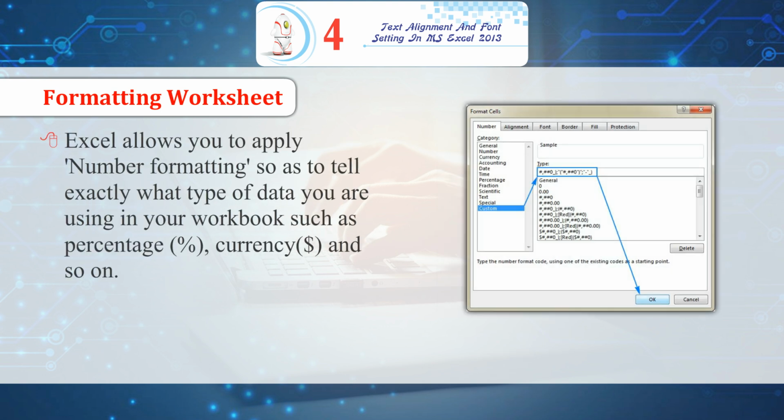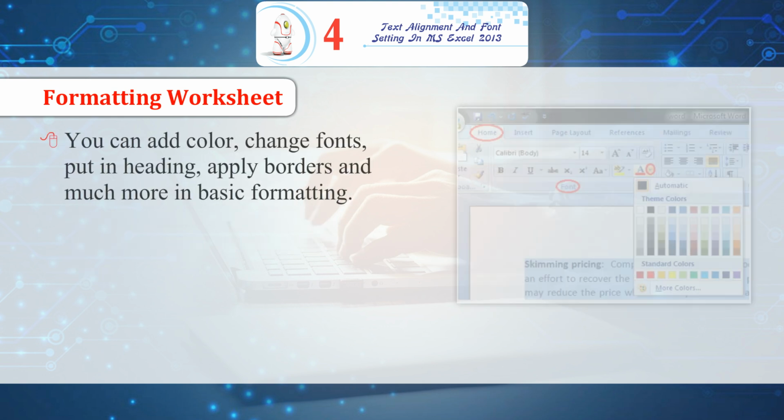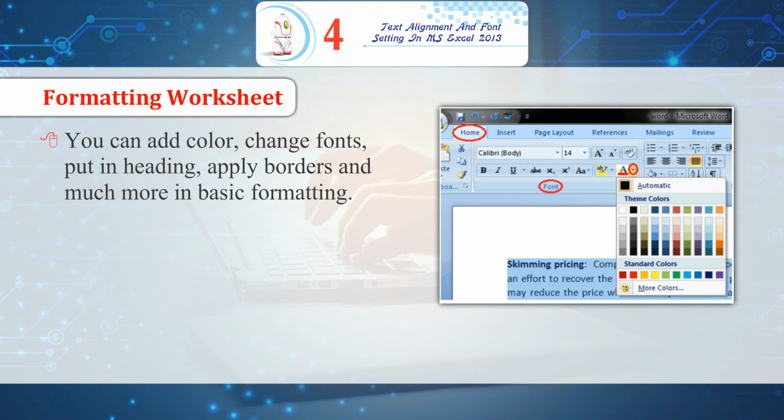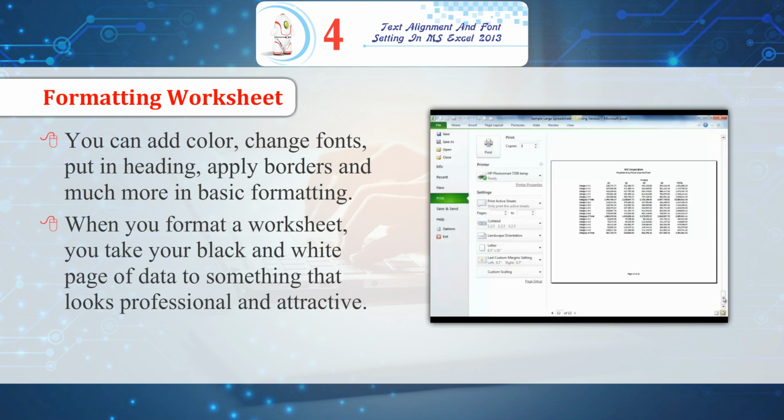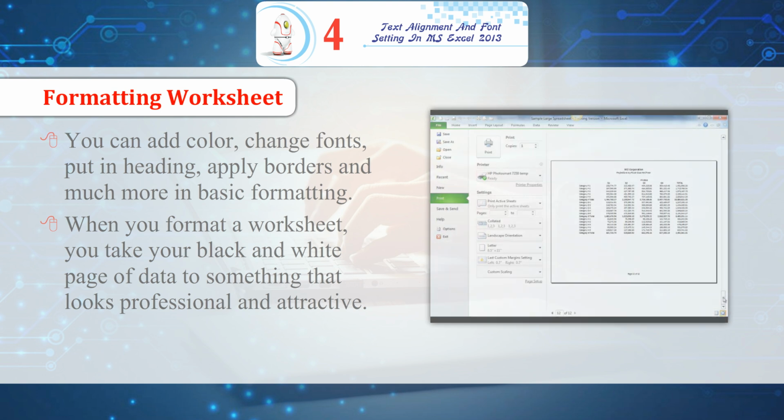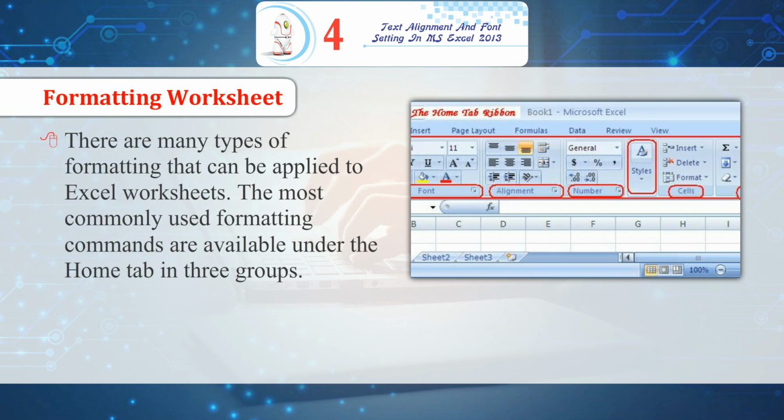Excel allows you to apply number formatting so as to tell exactly what type of data you are using in your workbook, such as percentage, currency, and so on. You can add color, change fonts, put in headings, apply borders, and much more in basic formatting. When you format a worksheet, you take your black and white page of data to something that looks professional and attractive. There are many types of formatting that can be applied to Excel worksheets.